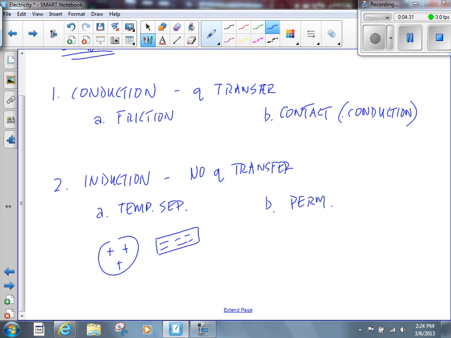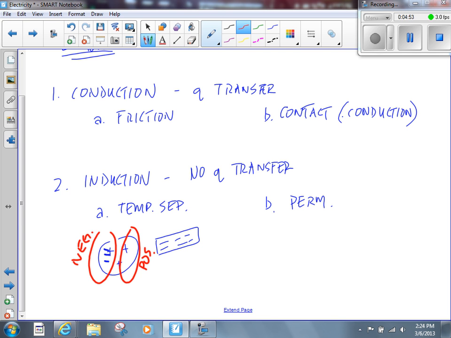Where do the electrons go? Jordan? Good. These electrons are going to be pushed away from the negative. Now, if you count up the number of negatives and positives on this neutral object, it's still neutral. 3 positives and 3 negatives. But you can see that the charges have separated now so that one side has a net negative charge and the other side has a net positive charge.